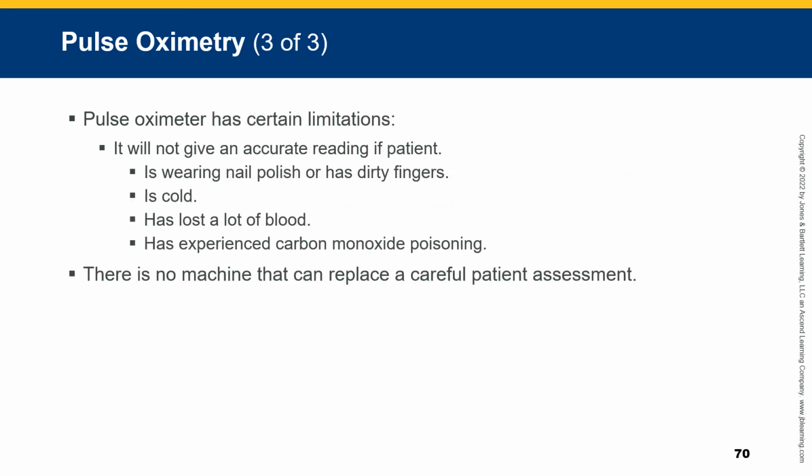A pulse oximeter does have certain limitations. It will not give an accurate reading if a patient is wearing nail polish or if a patient's fingers are very dirty, in which case you may have to use it on the earlobe. If a patient is cold and the blood vessels in the fingertips or earlobes are constricted, the pulse oximeter reading will not be accurate. Patients who have lost a lot of blood will have inaccurate readings, and patients who have experienced carbon monoxide poisoning will have false readings. There is no machine that can replace a careful patient assessment, including a good medical history. So the pulse oximeter is a tool, not the means to an end.